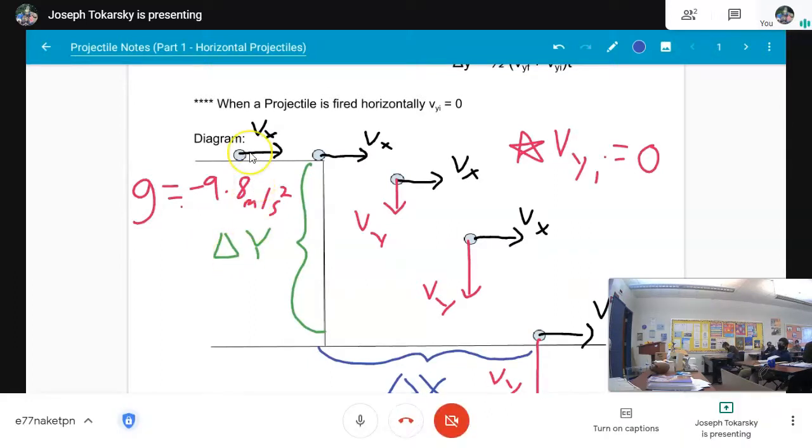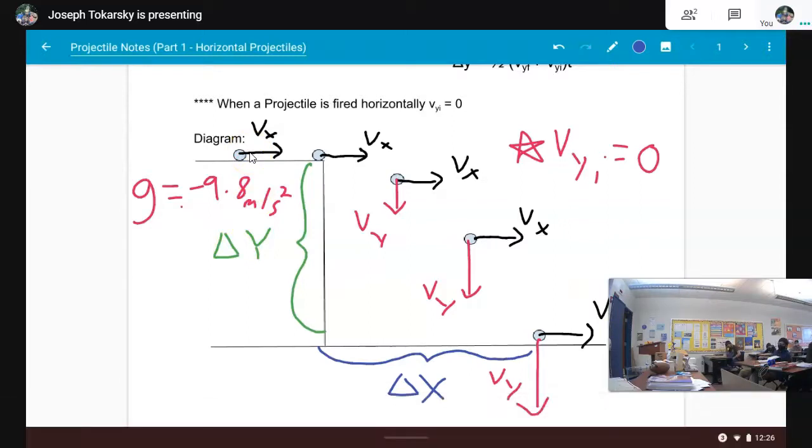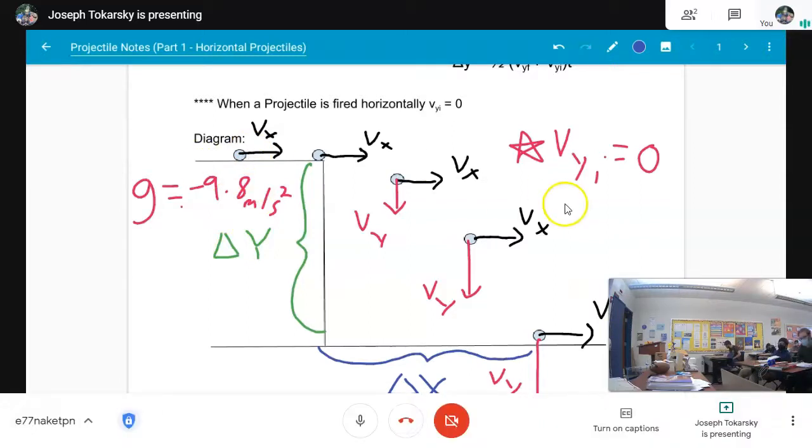Vx. Right. So whatever it is, if it told you something like a ball was rolling on a tabletop at 3 meters per second, and it rolled off the table, then even during the projectile motion, once it rolls off, it's still horizontally going 3 meters per second.